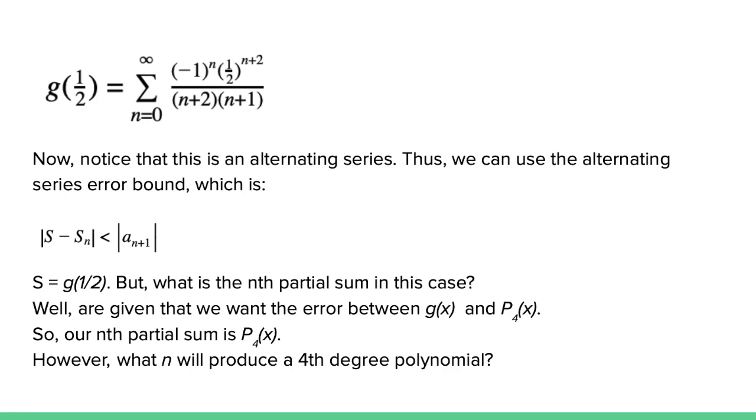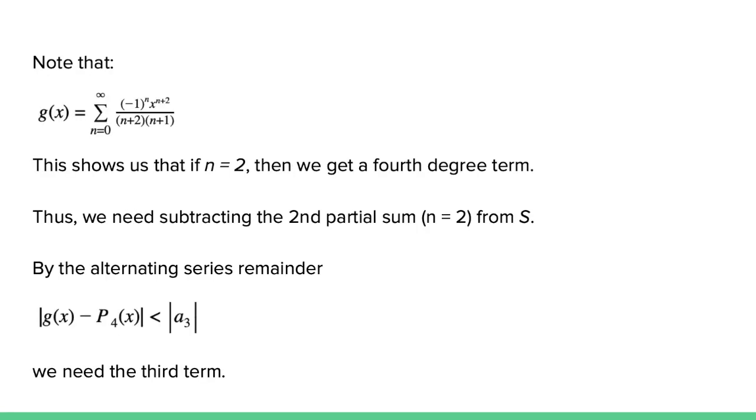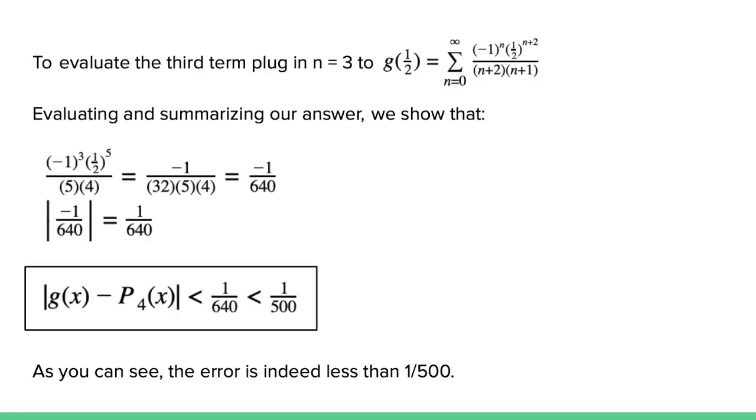However, what n will produce this polynomial? Looking back at g of x, we see that if we plug in n equals 2 into g of x, we get a 4th degree term. Now we know that we need to subtract the second partial sum, n equals 2, from S. So by the alternating series remainder, we need to find the third term. To find the third term, simply plug in n equals 3 into the g of 1/2 equation. Evaluating and simplifying our answer, we show that the remainder is 1 over 640, which is less than 1 over 500. So the error indeed is less than 1 over 500.